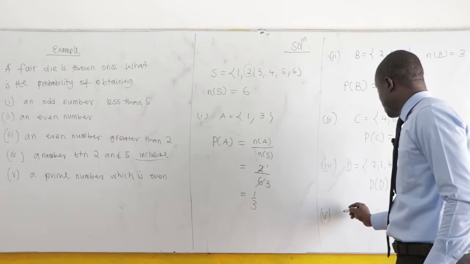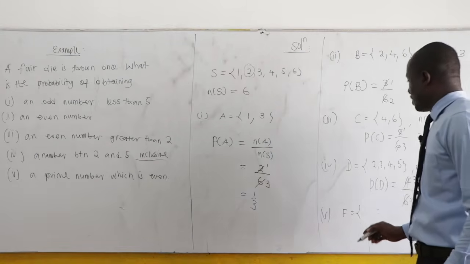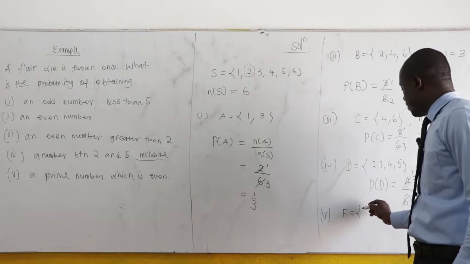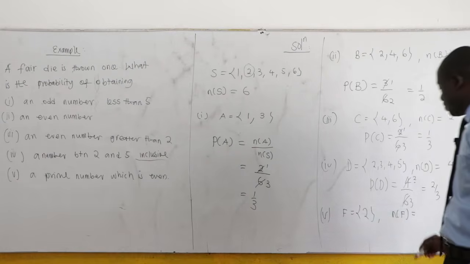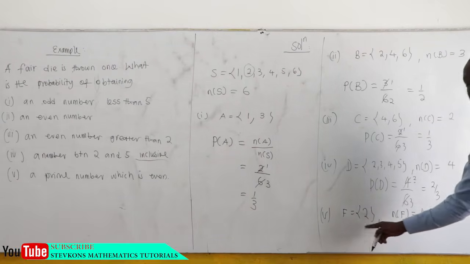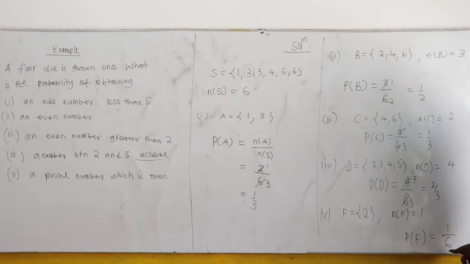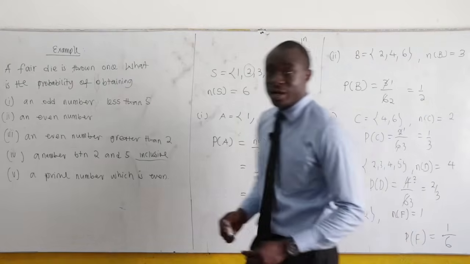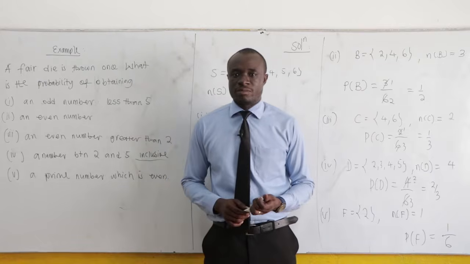So let's say that F is that particular event. If F is that particular event, then the only element will be 2. In this case, the number of that particular event is just 1. How many elements here? Just 1. So the probability that this event occurs is 1 all over 6. Number of events all over the number in the sample space. The number in the sample space is 6. I believe you are enjoying it. Probability is very, very trivial. Let's consider the next example.